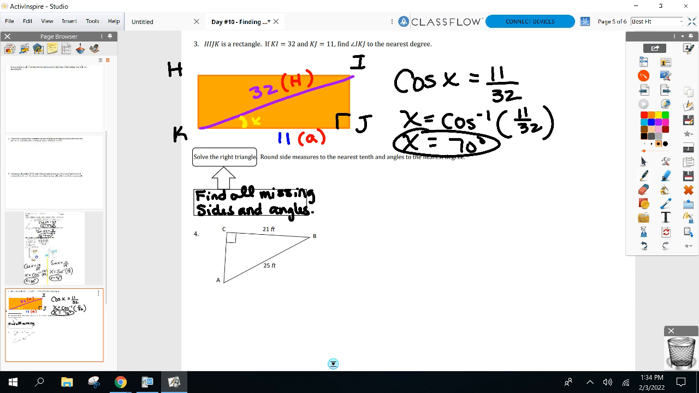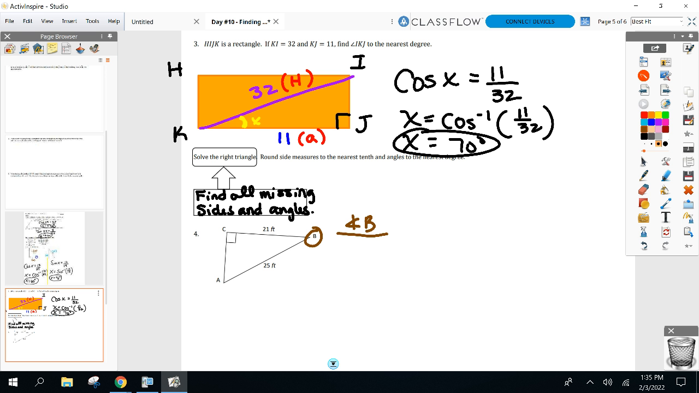Where do you want to start? Work smarter, not harder. Where can we start? What do you want to find first? Hi, Jonathan. You want to find angle B? Okay, that's fine. I thought somebody was going to say the side first, but either way, we're going to have to find an angle, then the side, or the side, then the angle. All right, Jonathan wants angle B. You got it.